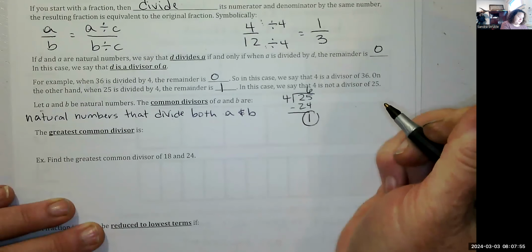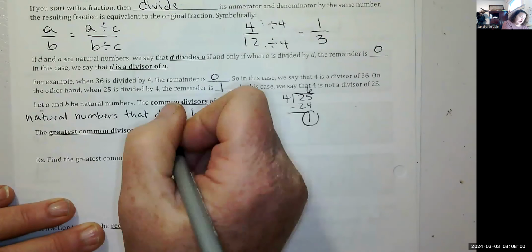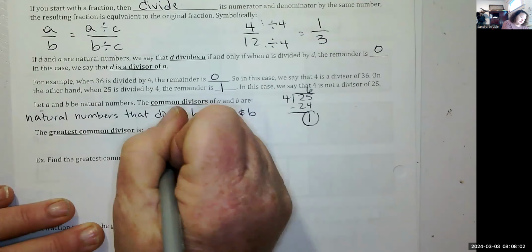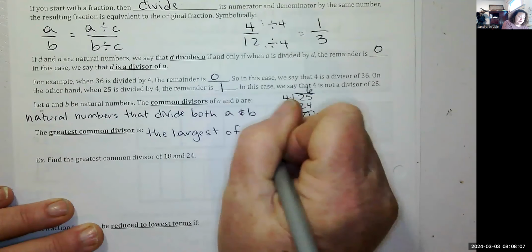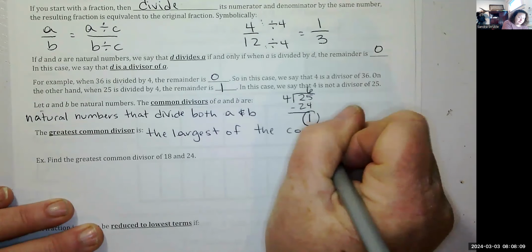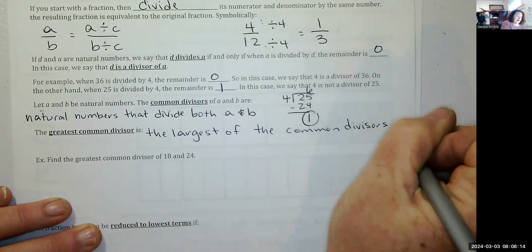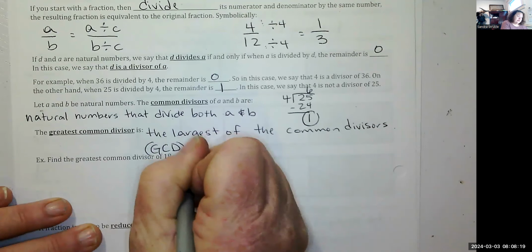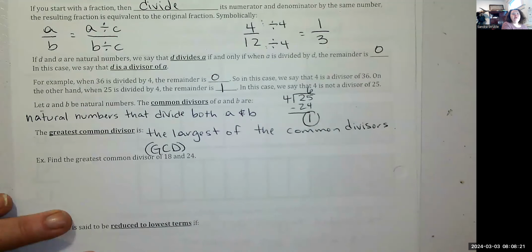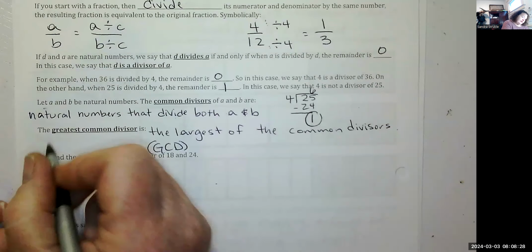All right. The greatest common divisor is the largest of the common divisors. And this is the GCD. GCD, greatest common divisor, is what you'll see a lot. All right. Find the greatest common divisor of 18 and 24. Well, we need to find the divisors first.